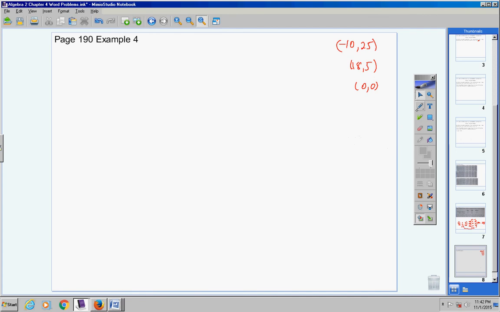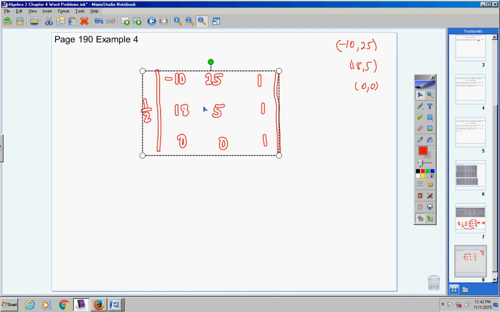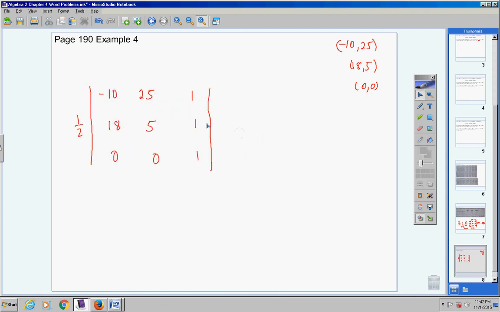Okay, remember, you put your ordered pairs in any order. It doesn't matter which one comes first. Just make sure you keep the correct numbers with the correct numbers. The ordered pairs have to go together. Then you put ones here. Then you put a 1/2 right here. And now here we go. You find the determinant of this 3 by 3 and then multiply it by 1/2 and you have the area. It's really pretty cool. So copy the first two rows over again.